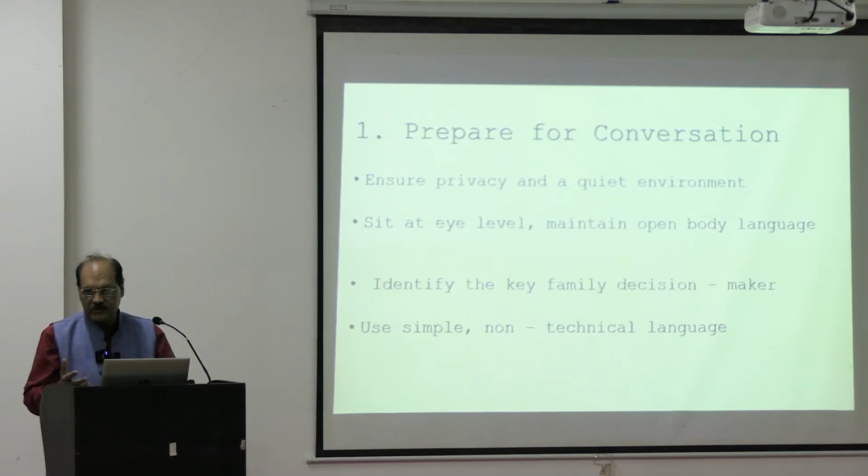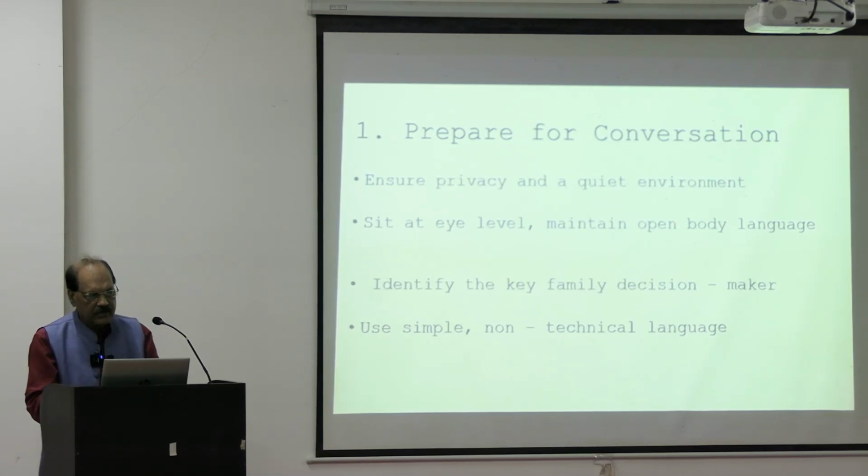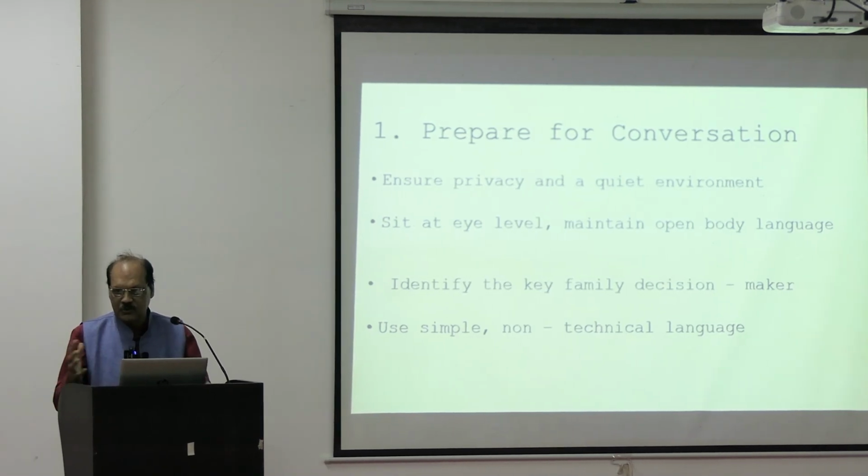how we talk to the patient party or patient. How do you prepare the patient for conversation? Ensure privacy and a quiet environment. You should talk to the patient party in privacy, not in front of everybody. The situation has to be created by you with the patient and patient party. Sit at eye level. You sit in the chair, the patient party will be just opposite you. Sit at eye level, maintaining open body language. It means you are concerned with the patient; your body language is also important to the patient party.